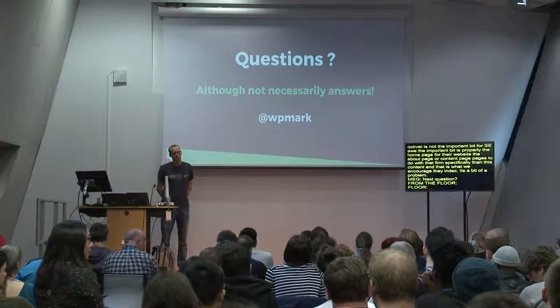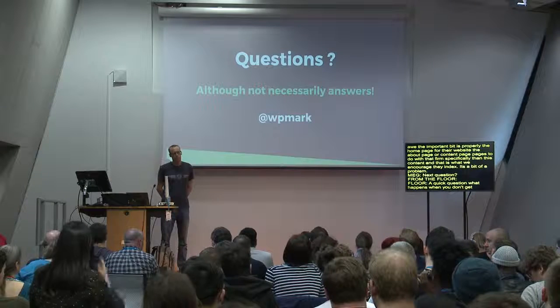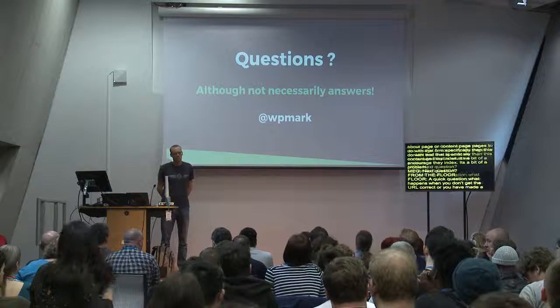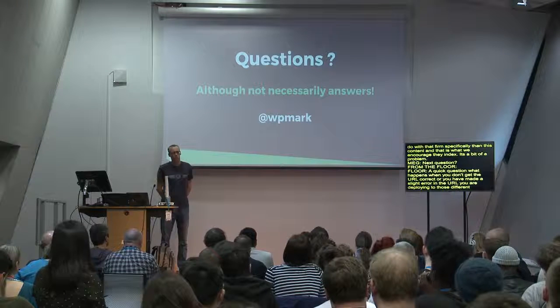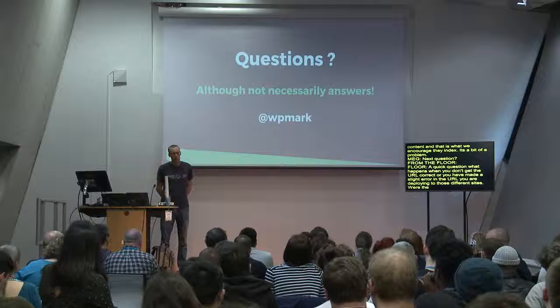Thanks for your presentation. Just a quick question, you may have answered it already, but what happens when you don't get the URL correct, or you've made a slight error in the URL that you're deploying to those different sites? Will the sites receiving the content somehow manage to slot it in the right place, or will it just sit in the CMS? So you mean when we send the content, if the top level site doesn't know where it's going properly? Yeah, or there's some glitch in the URL.